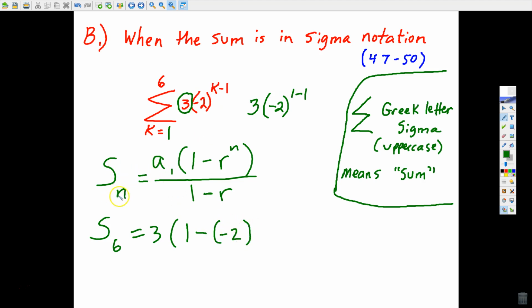Remember, we've already identified n. n stands for the number of terms. So since I let n become 6 here, I'm going to also let it become 6 here. And then the denominator is going to become 1 minus negative 2.